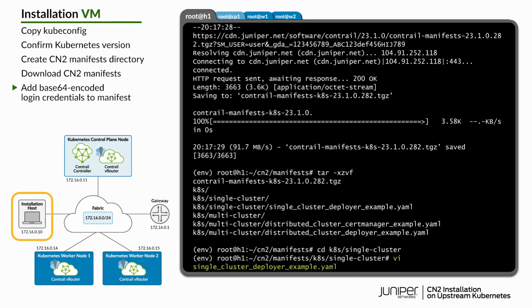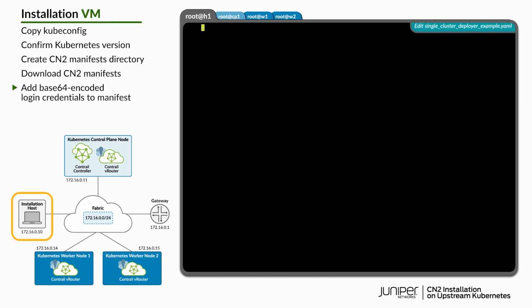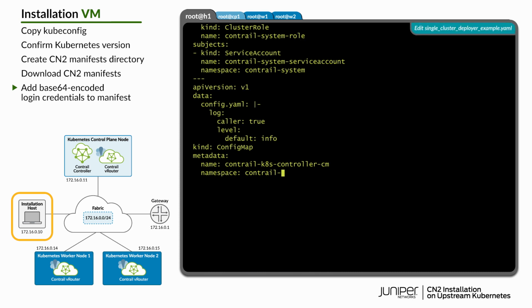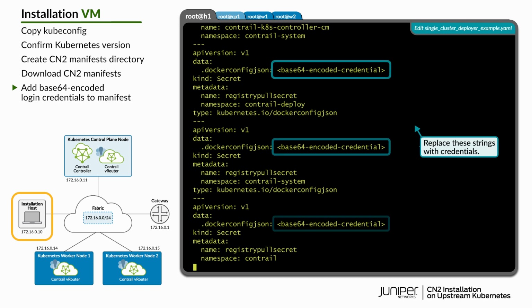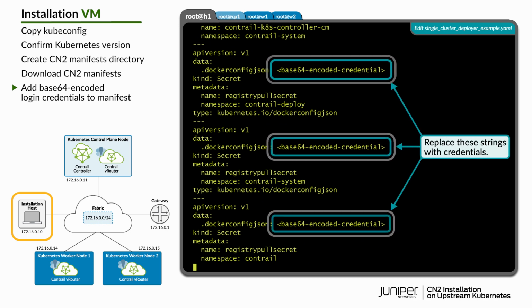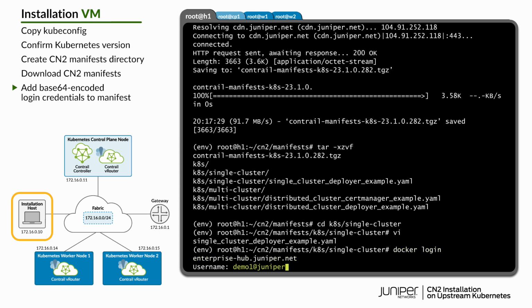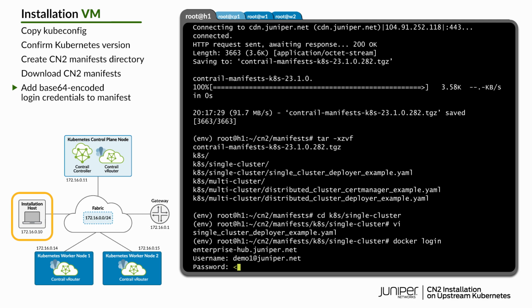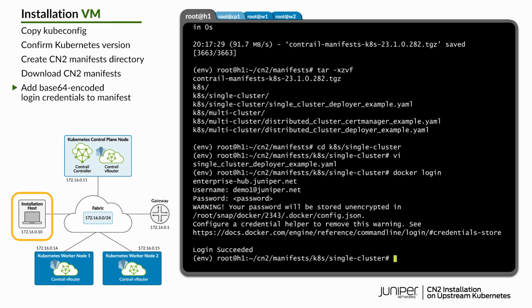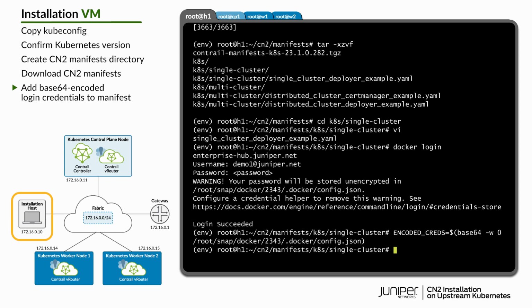Let's add our login credentials to the manifest. We'll replace these with our credentials. Grab the credentials from the Docker login, encode them in base64, and then replace the base64 encoded credential string in the manifest with the resulting base64 encoded credentials.